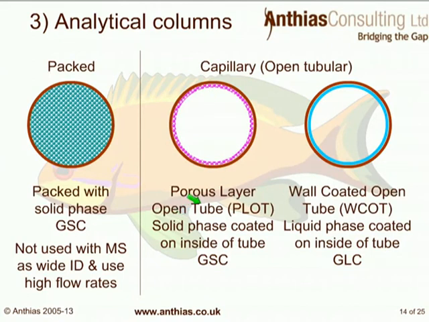So PLOT columns, or porous layer open tubular columns, have the solid phase coated on the inside of the tube, whereas with wall-coated open tubular columns, or WCOT columns, to be honest with you, generally capillary columns is the most frequent term for these, and this has a liquid coated on the inside of the tube. This could have a siloxane backbone, or it could be something like a polyethylene glycol liquid stationary phase. So these two types of columns are the ones more generally used with mass spectrometry, but by far the most common is the wall-coated open tubular column.